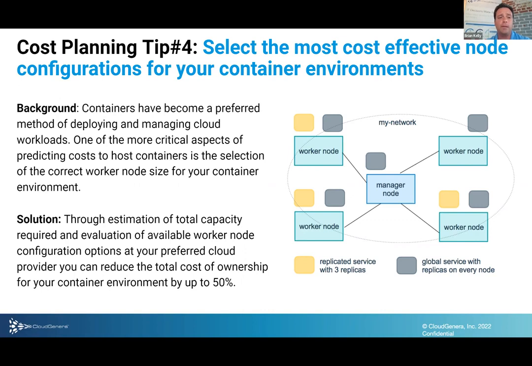One of the critical aspects of predicting costs associated with containers is the selection of the correct worker node size for your container environment. And if you follow the different vendor websites, you'll see that there's a lot of good technical information that can guide you on how to functionally stand up a container environment, but very little insight provided on what's the best economic approach to standing up containers for your environment. The solution: through estimation of total capacity required and evaluation of the available worker node configuration options at your preferred cloud provider, you can reduce total cost of ownership for your container environment by up to 50%.